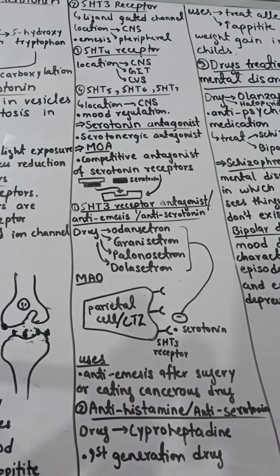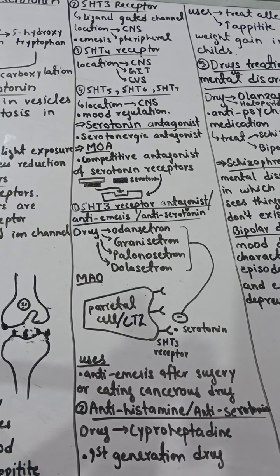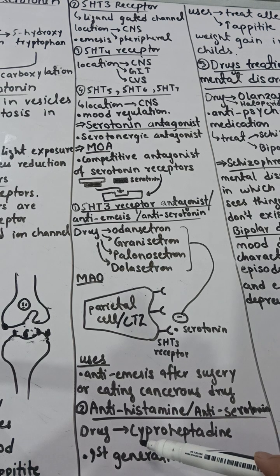The next type of anti-serotonergic drug is the antihistaminic, which also has some properties of an antiserotonin drug. The drug included in it is the cyproheptadine drug.